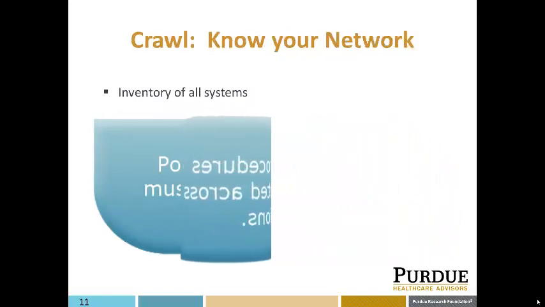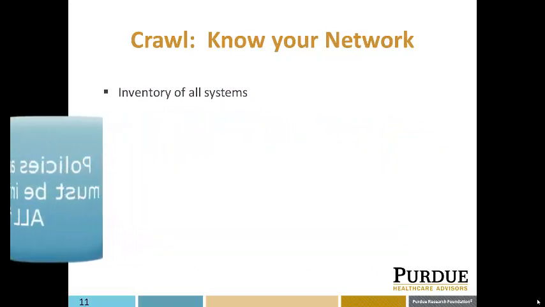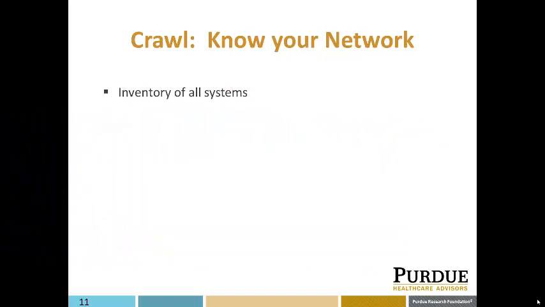So, know your network. This is one area that I think a lot of organizations do a very good job, so I put it in the learn to crawl stage. But to reiterate the importance of it, we need to maintain an inventory of all systems. This is your desktop systems, your server class systems, any sort of vendor access systems, anything that is used to maintain, process, transmit, or store protected health information. You should know about it.